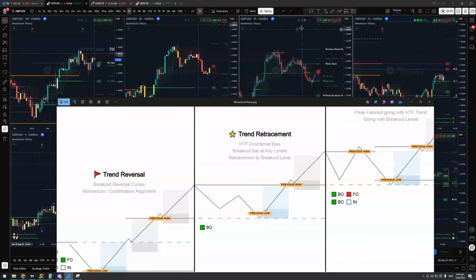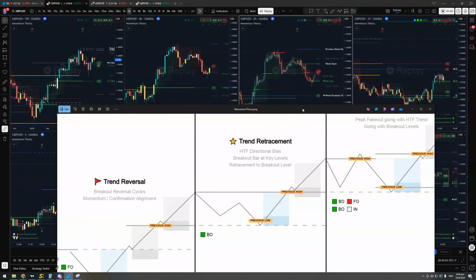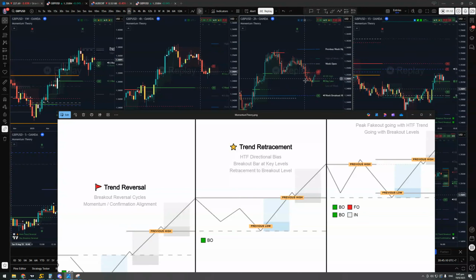I know that the weekly close is a bullish breakout bar, and I want to see a retracement on this time frame back to the breakout level at the low of the bar, fake out the momentum time frame, and then take the trade back up to the previous week high. So I can see that we have most of these things.